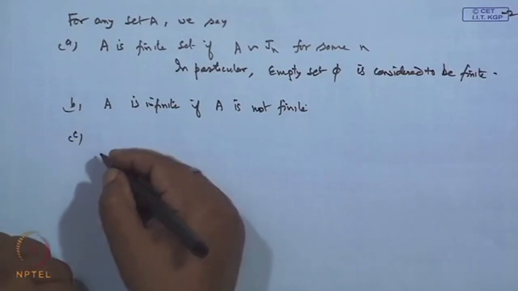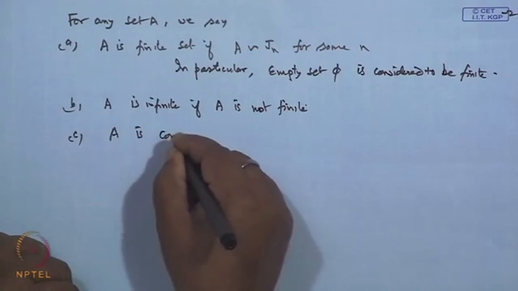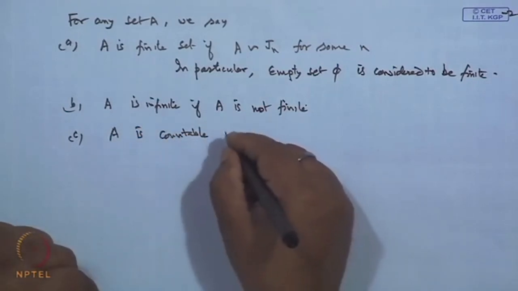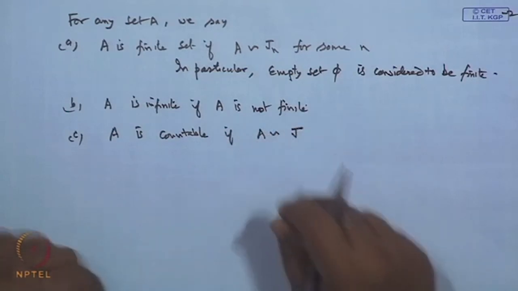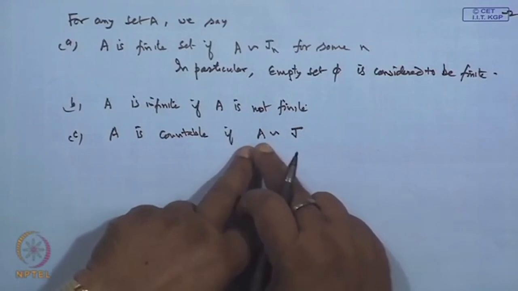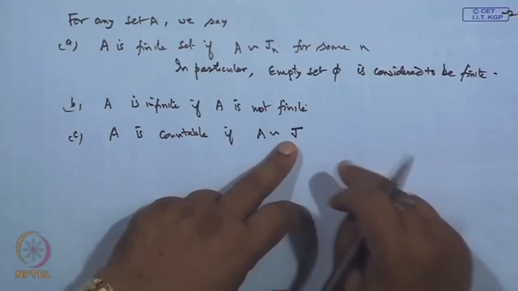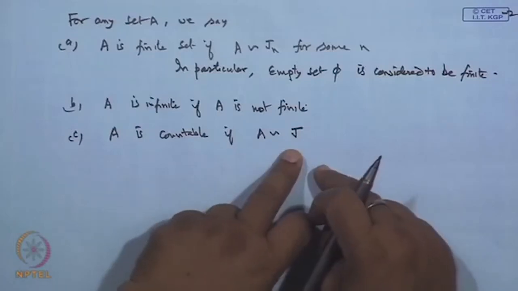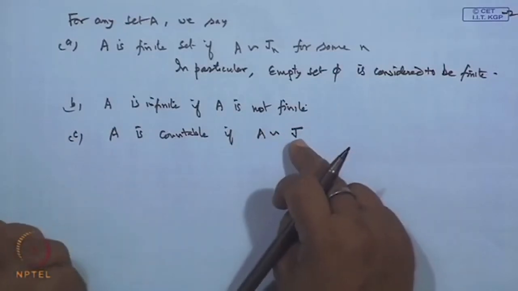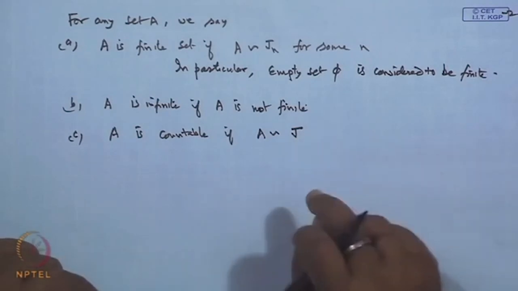A is countable if A is equivalent to J, that is, there is a one-to-one correspondence between the elements of A and J. Or we can define a one-one mapping from the set of positive integers to A, then such a set A is said to be a countable set. We can also start J from 0, with 0 corresponding to the point x_0, 1 corresponding to x_1 and so on, so we can also consider non-negative integers.